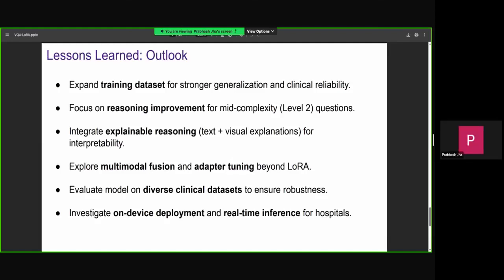I think the first one and second one are more important for us. We want to expand the training data set to the full data set. We just used a 3,000 sample data set. So we want to expand the training data set, and with that, I think the complexity 2 questions will be handled more precisely as well. So we want to focus on the top two for now.